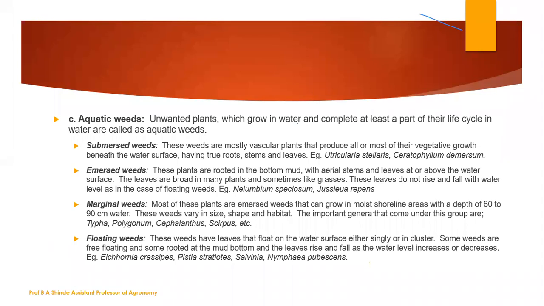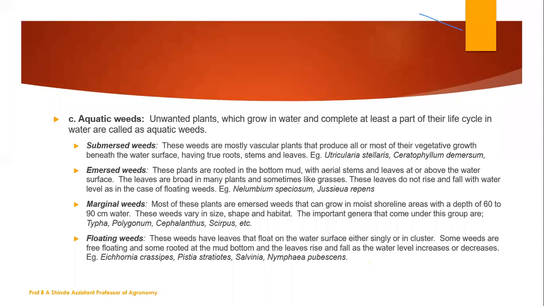Such weeds are rooted in the bottom mud with aerial stems and leaves at or above the water surface. Such weeds are Nelumbium speciosum, then Ludwigia repens. Then the marginal weeds are there. Most of the marginal weeds emerge and can grow on moist shorelines, in areas where 60 to 90 centimeter water is there. For example, Typha, then Polygonum, then Cephalostachyum, and Scirpus.